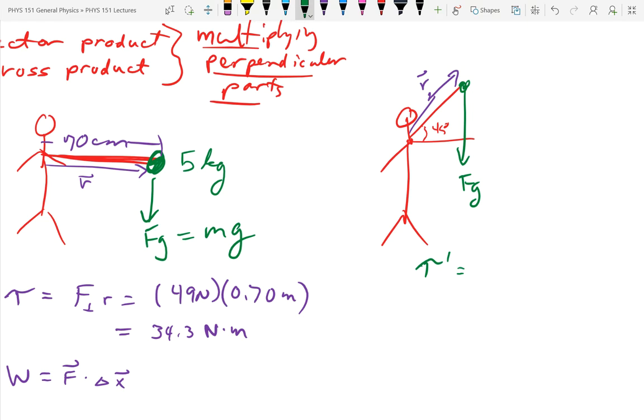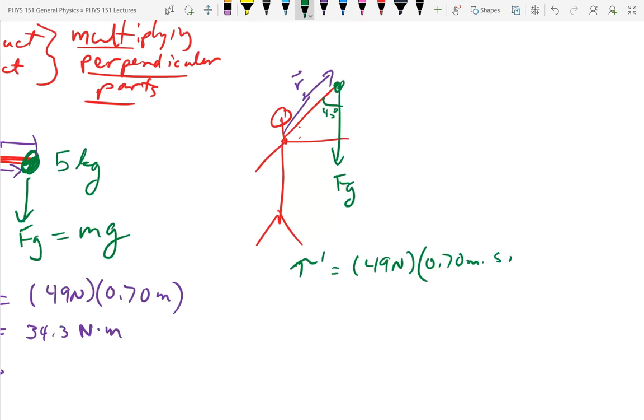With the angle that I wrote, it would be cosine theta. If I had written that angle, then it would be sine theta. So you have to pay attention to what angle it is. The angle that we usually use is indeed this angle, the angle between the radius and the force. And so in that case, the perpendicular distance is going to be 0.70 meters times the sine of 45 degrees.